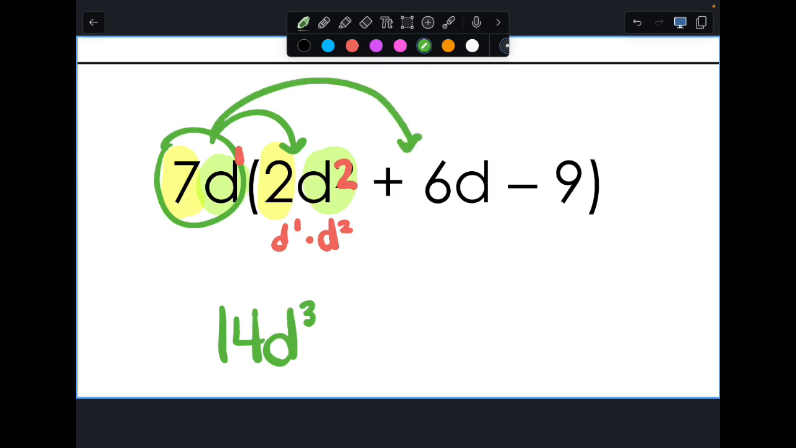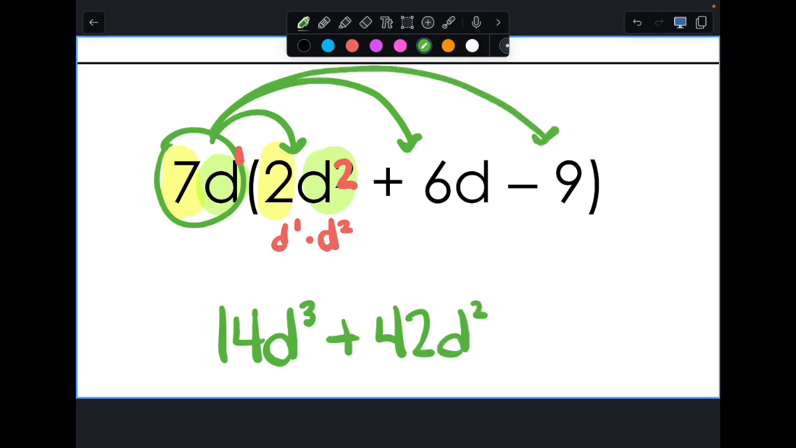All right, 7 times 6 is 42. d times d, squared. d squared. Next, 7 times negative 9. Negative 63. Bring down the d.